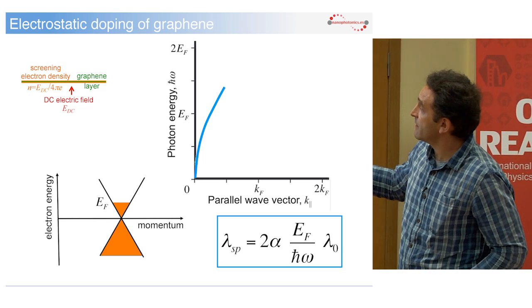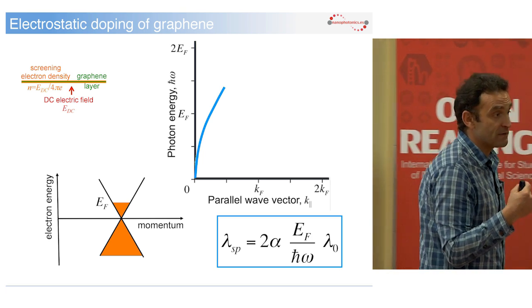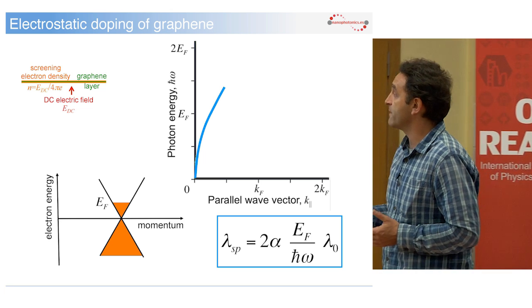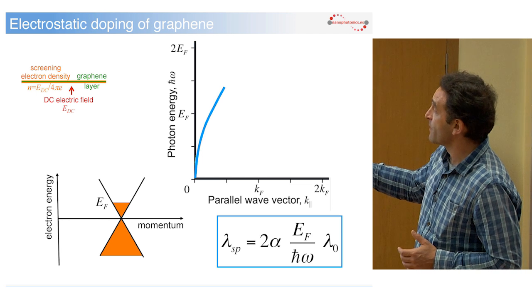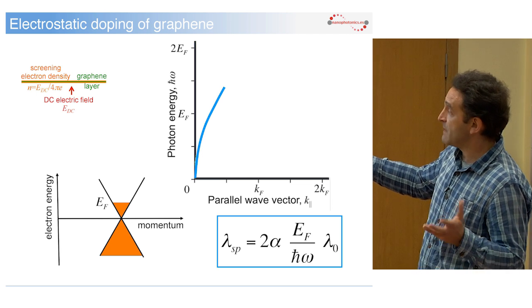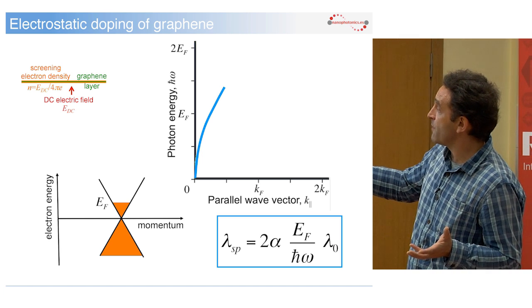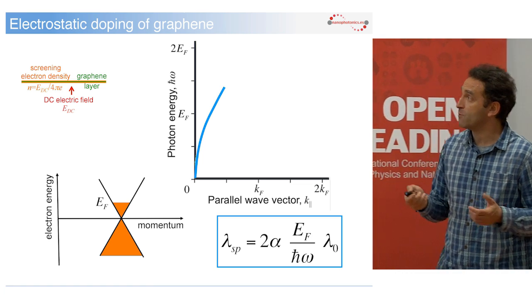And they are related through the fine structure constant. This is 1 divided by 137. That's a small number. So this is 2 orders of magnitude smaller than the light wavelength. And then you have the Fermi energy here, so this can be modulated by changing the Fermi energy, and this will be a similar order of magnitude. So basically you have a strong confinement. This is much more than the light wavelength. And also you have modulation of the plasmon wavelength.